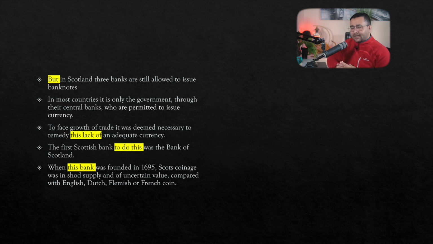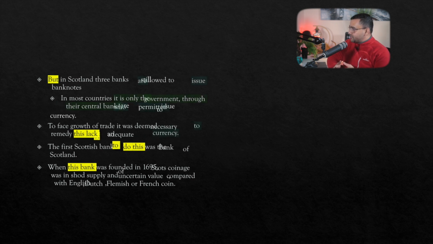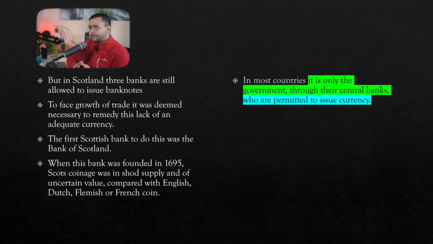Based on this, we can clearly see that our first sentence is, in most countries, it is only the government through their central banks who are permitted to issue currency. Now, in the blockchain method, once we find the first sentence, we try to find out the topic in that sentence and the main idea in that sentence. As you can see in this example, it is only the government through their central banks. That is the topic, and the idea is who are permitted to issue currency. So basically, I know this paragraph is going to be about banks, and the idea will be issuing currency. Based on this, I'll find the rest of the sentences.